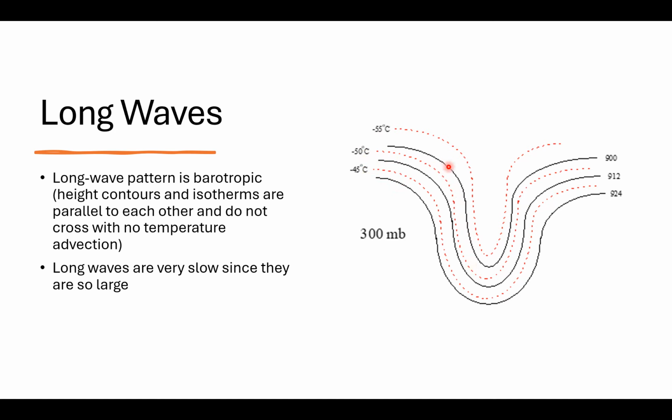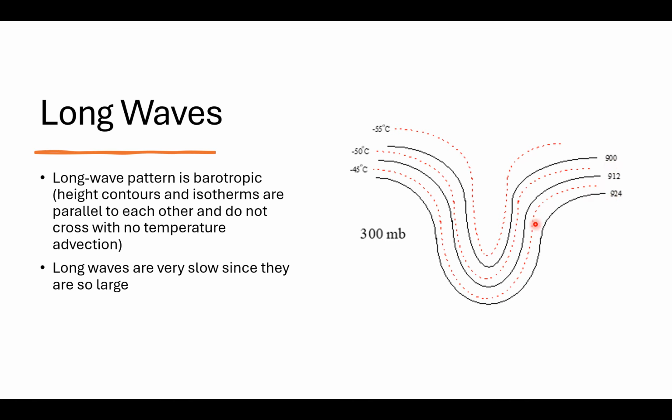All right, so you notice the red dashed lines are isotherms. These dark solid lines indicate our height contours up at 300 millibars. This is at about 30,000 feet above the ground where we live, and this is where the jet stream resides. You can see the values over here on the right of the height contours, ranging anywhere from 900 decameters to 924 decameters in this example.